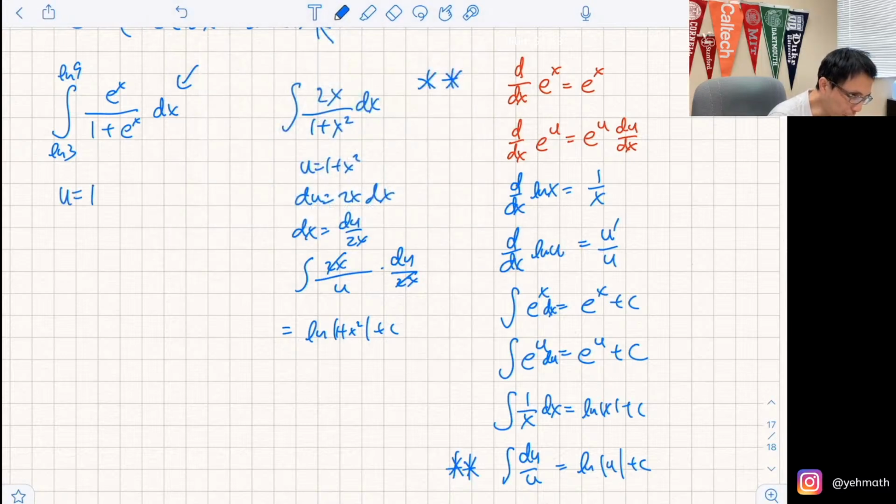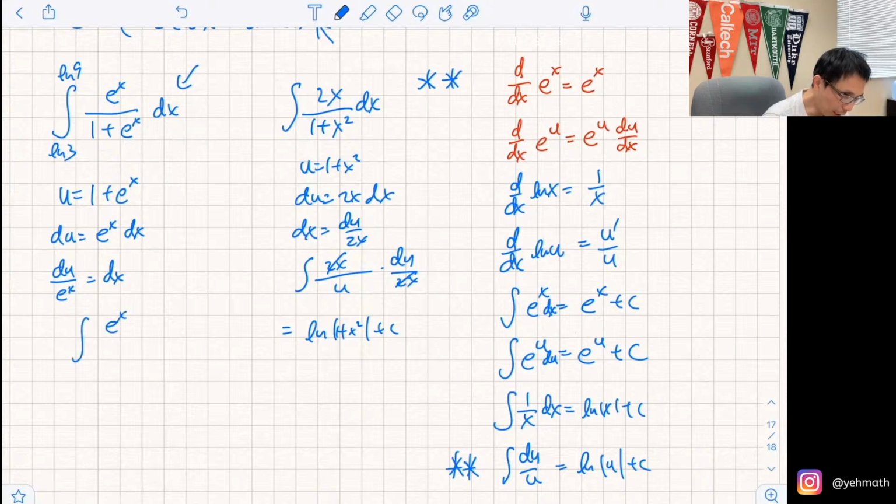So u equal to 1 plus e to the x. You see that derivative? It has that e to the x part, and you know that is integration. So that's why I said u equal to the bottom, and du over e to the x equal to dx. So that's going to be e to the x over u times du over e to the x. This simplifies down to du over u.